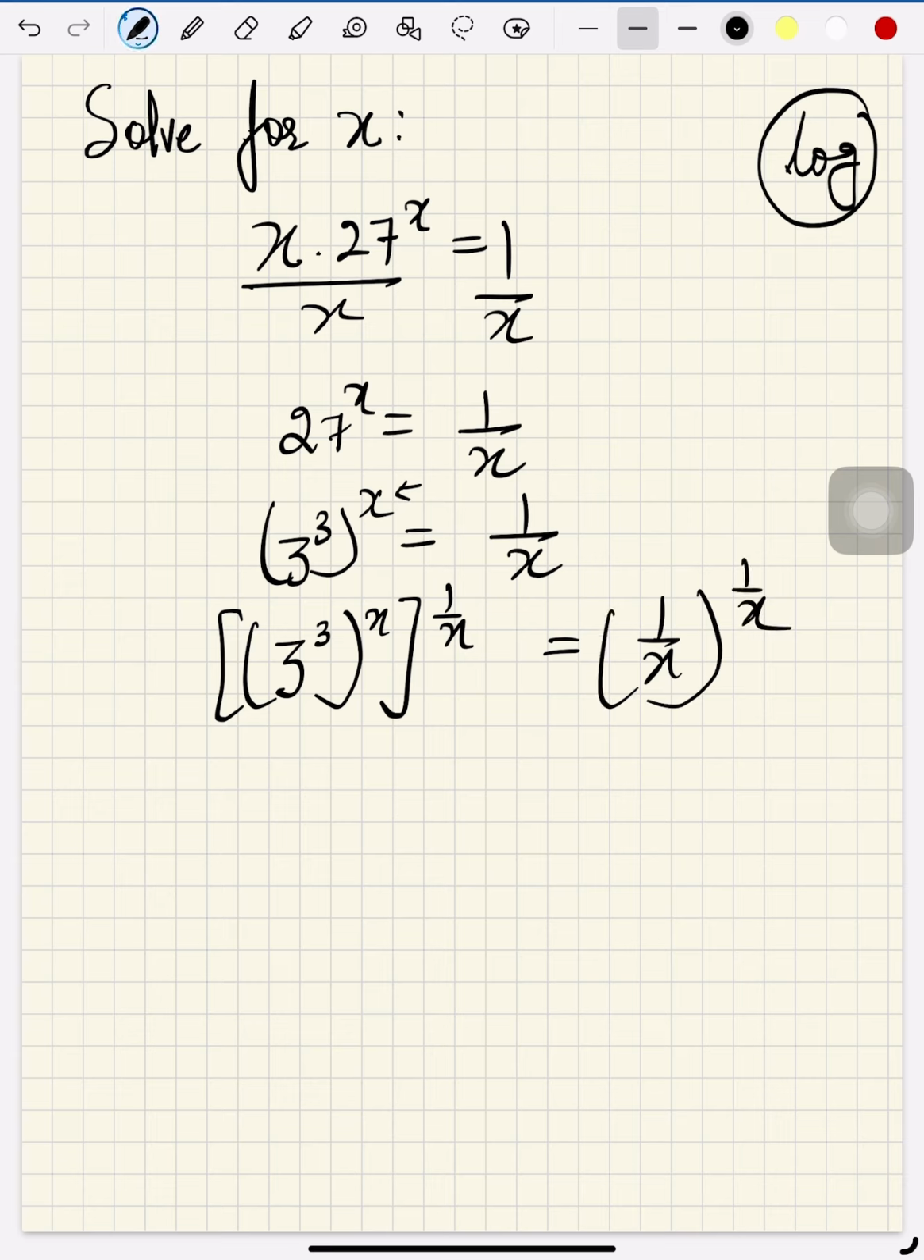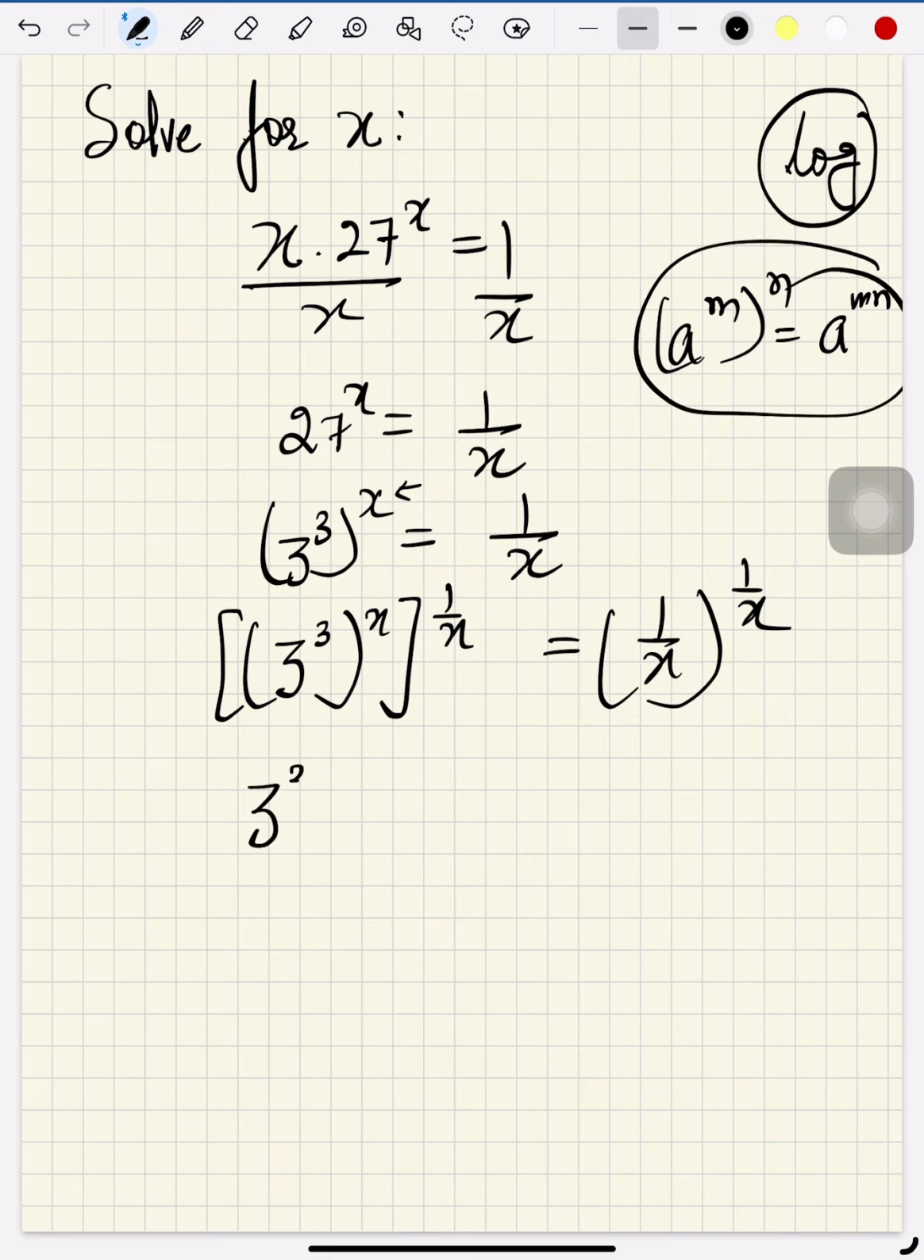And then you can just use the exponent rule, a to the power m, parenthesis, n, you can multiply the powers m and n. Okay, so we can do this one. In this one, we have 3 to the power 3x times 1 over x, which gives us x. So x with the power of 1 over x.